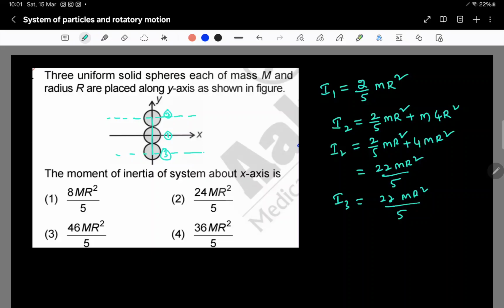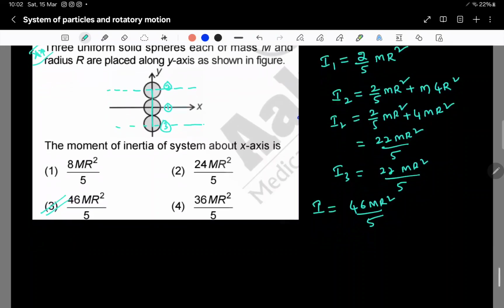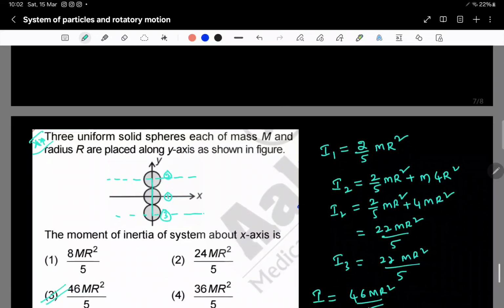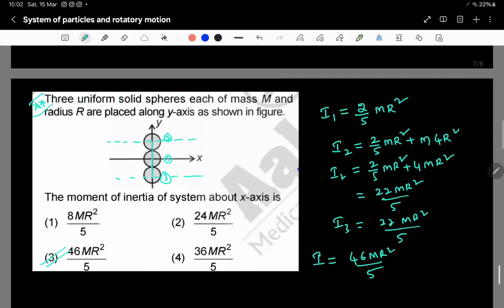What is the total moment of inertia? I1 plus I2 plus I3. Total moment of inertia is 2 by 5 mr square, plus 22 plus 22, which is 44, and 44 plus 2 is 46 mr square by 5, given in option 3, students. Clear? So these model questions are also very important, students. Seat deciding questions, very very important. Clear? So this is about rotational motion, students.